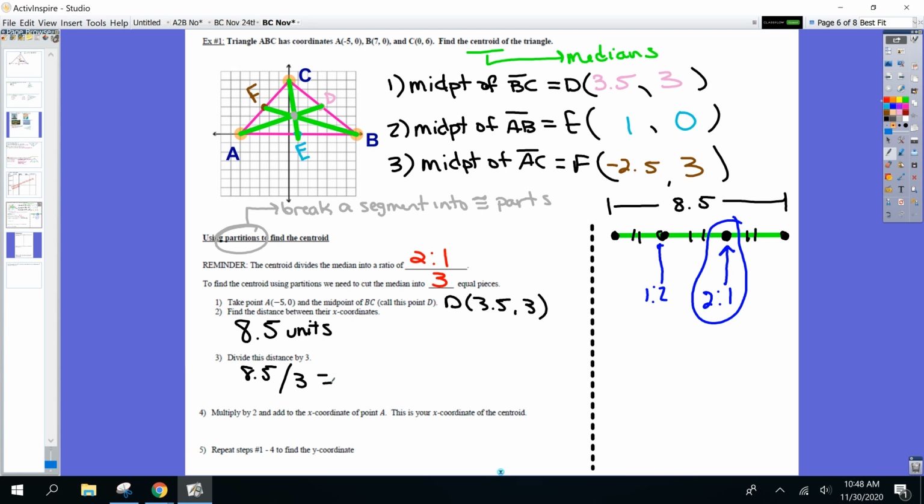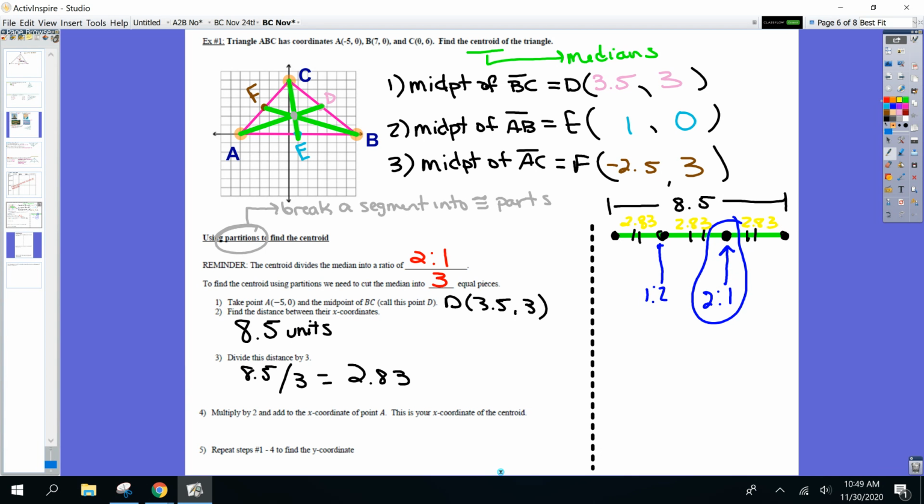And you end up getting about 2.83. So each of the 3 equal pieces is going to have a length of 2.83. So if I went back to my visual here, ready? 2.83 units long, 2.83 units long, 2.83 units long.